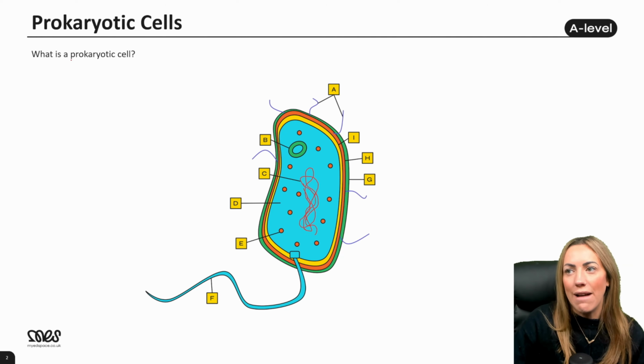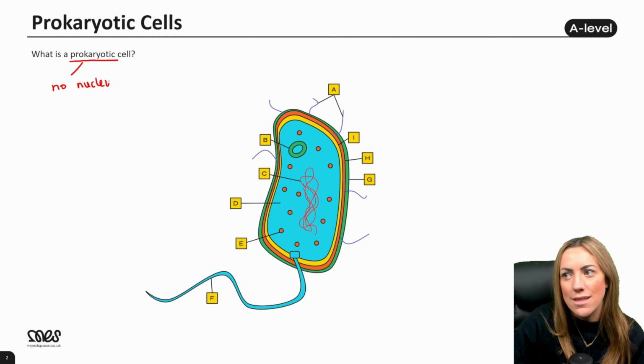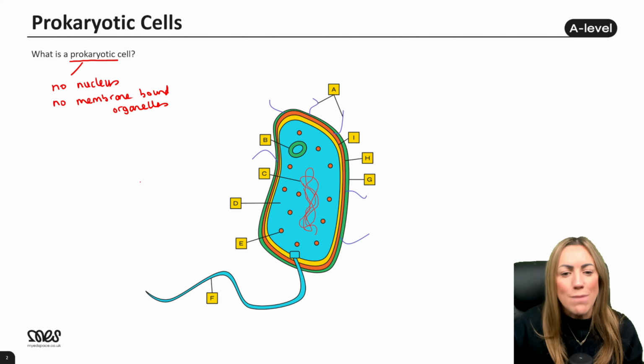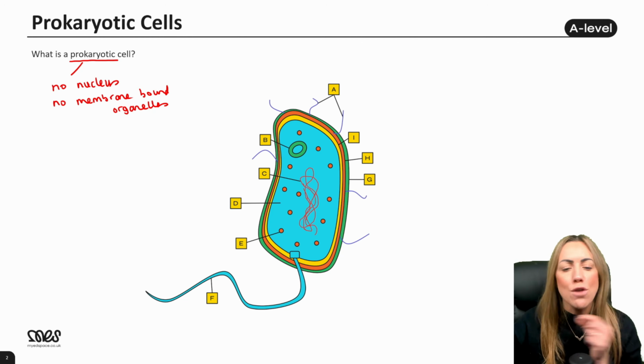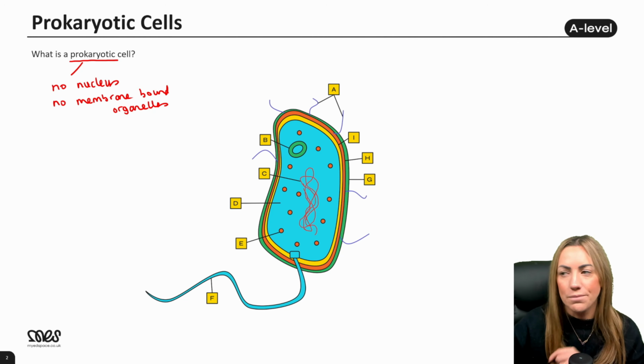Now, in terms of a prokaryotic cell, what that really means is it has no nucleus. In fact, it has no membrane-bound organelles. So not only does it have no nucleus, but it has no mitochondria, it has no Golgi apparatus, no rough ER, no smooth ER, no membrane-bound organelles at all.